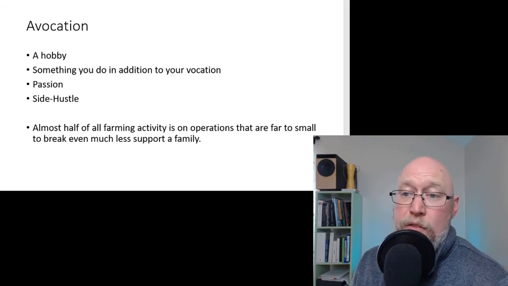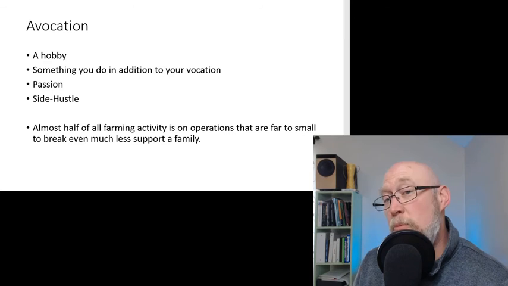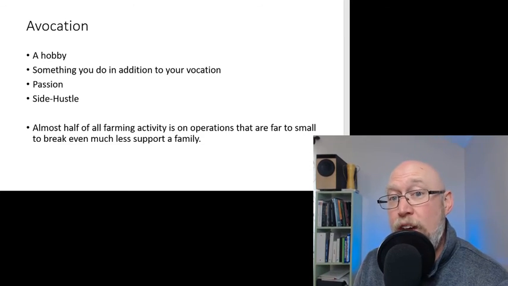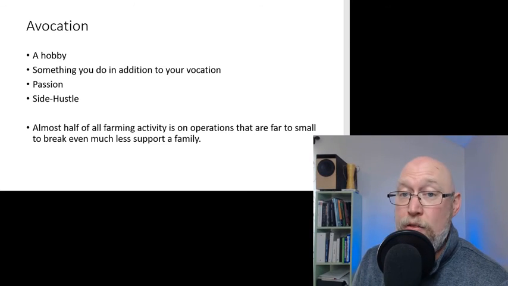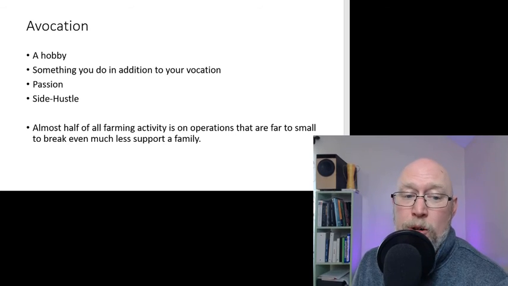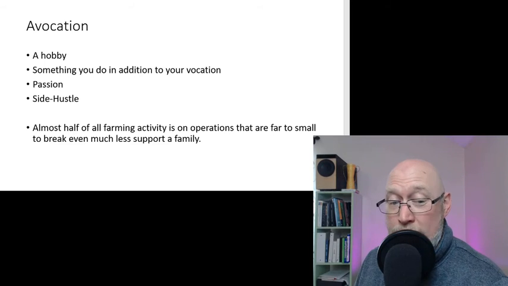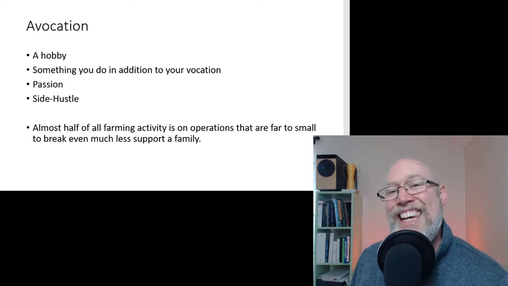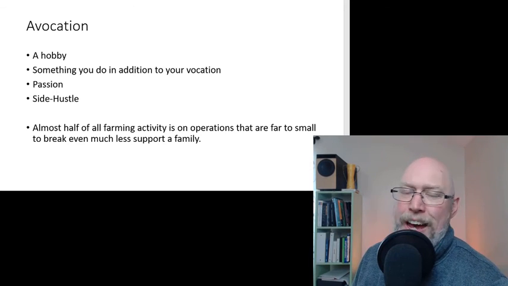And if you're running a farm, and if that farm is just simply too small to break even or support a family, and you have to have a job off the farm in order to afford to farm, then that farm is not your job. You are not a farmer. You are a hobbyist. You are doing this because you're passionate about it. It is your side hustle at best. It's something you do in addition to your vocation. Is that a bad thing?